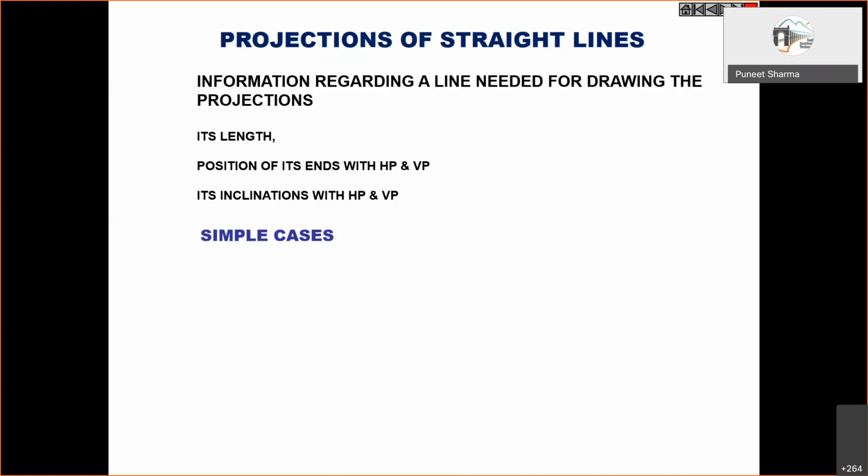So we'll start with some simple cases. This is the first case, and as I had mentioned, we will have only the first quadrant, because it is easy for display and discussion. We'll consider a line which is perpendicular to the horizontal plane and parallel to the vertical plane.